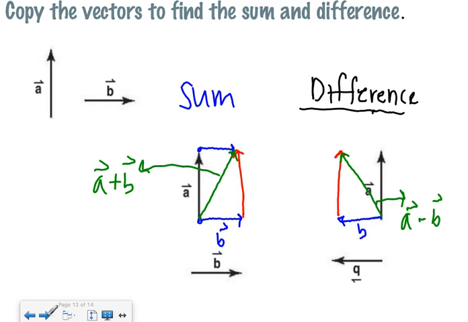Okay, start the next one and I'll slowly put up what I get. We're just doing sum and difference again? Yep, that's it. That's all.